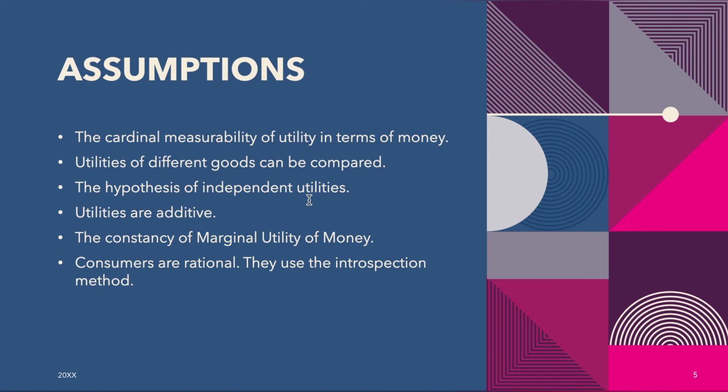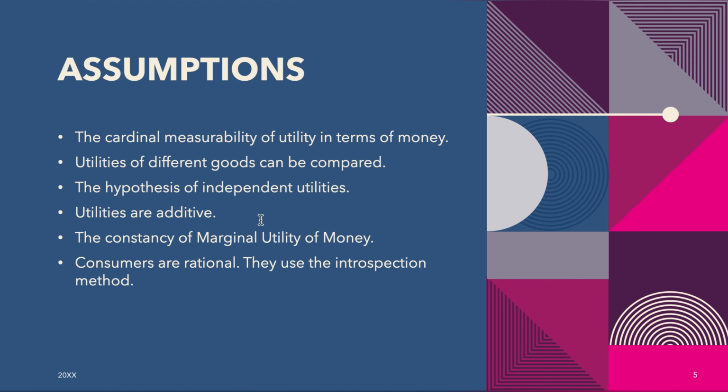The utilities that we are deriving from each and every good are independent of each other, meaning that even though the goods can be substitute goods or complementary goods, the utility that a good gives to a person does not depend on its substitute or its complement or any other good per se. So these utilities are independent of each other.